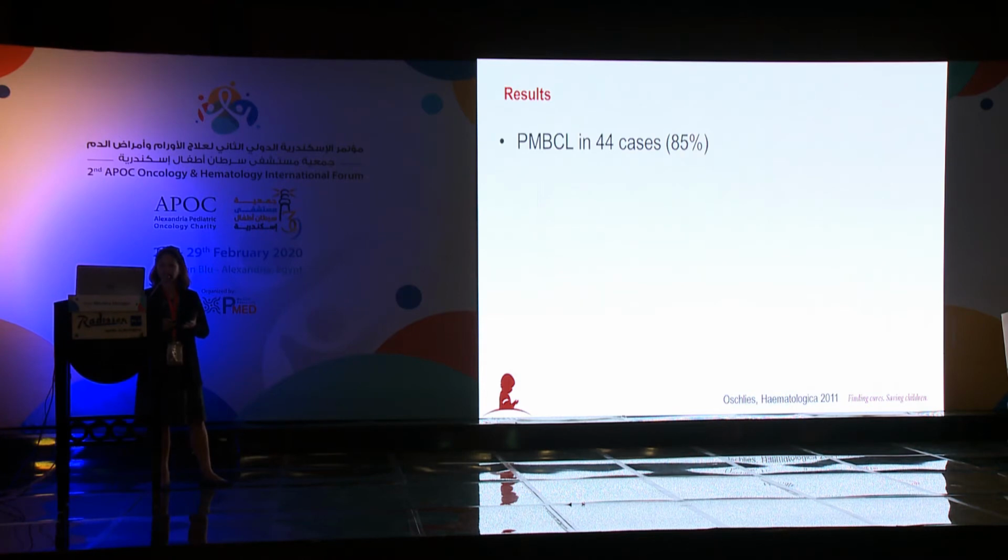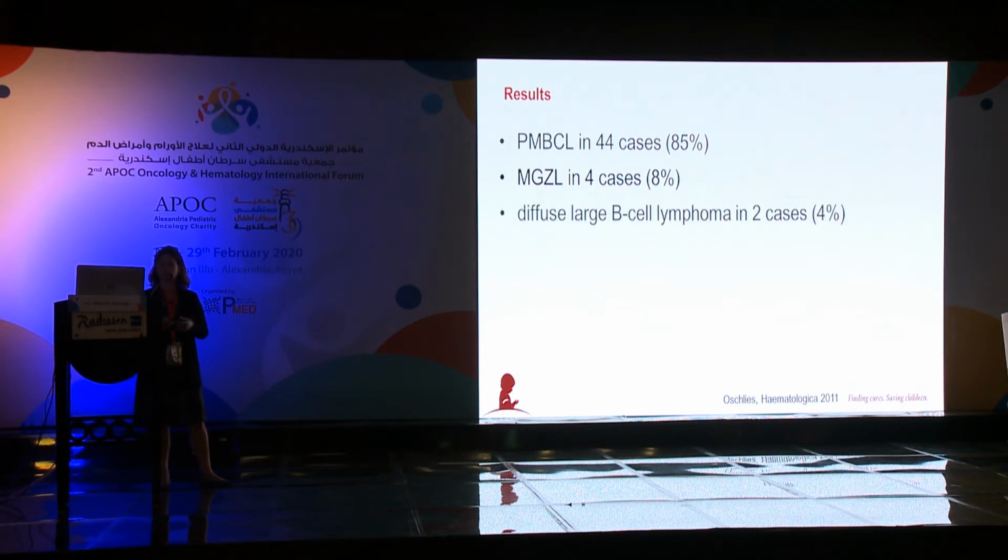So what they found is a total of 44 cases were confirmed primary mediastinal B-cell lymphoma, and 4 cases were mediastinal gray zone lymphoma. So this is so rare. Lymphomas comprise less than 20% of all your tumors in childhood. Only 4% are primary mediastinal B-cell lymphomas, and of these, only 8% are mediastinal gray zone lymphomas. So we're talking about really very, very few patients ever and at any time. There were also 2 cases of diffuse large B-cell lymphomas, and in two cases, it wasn't possible to classify.